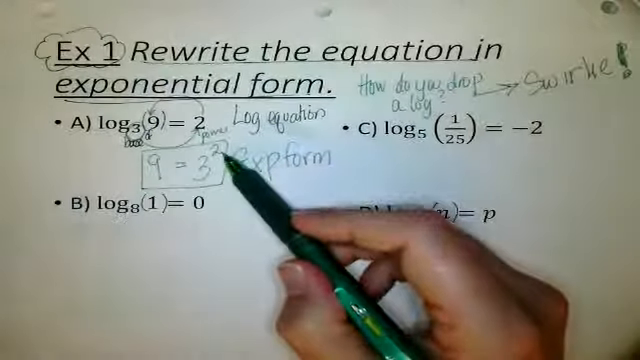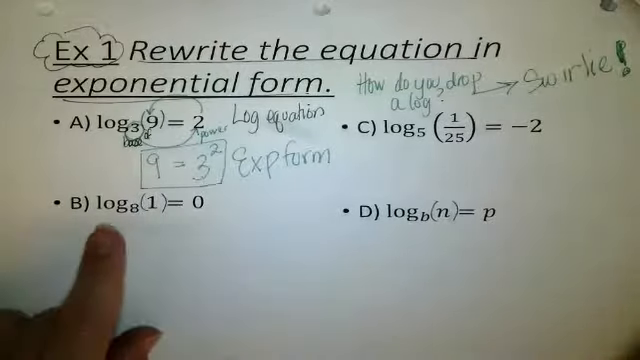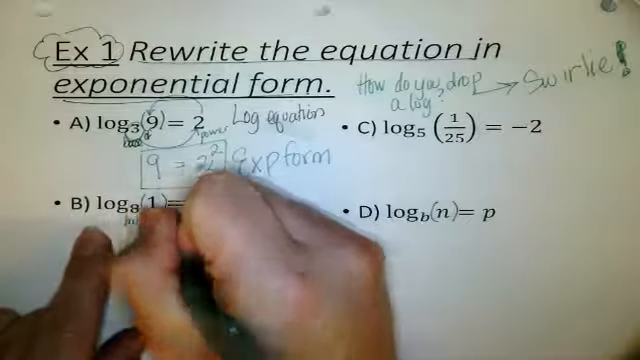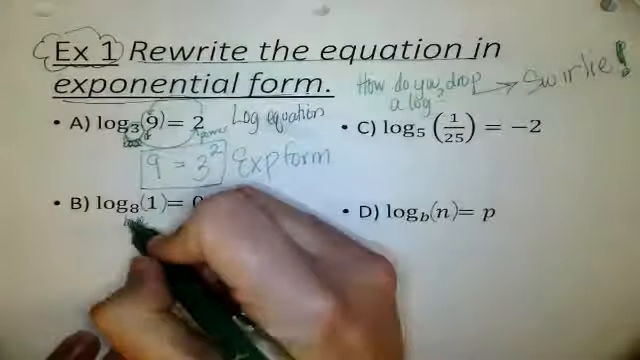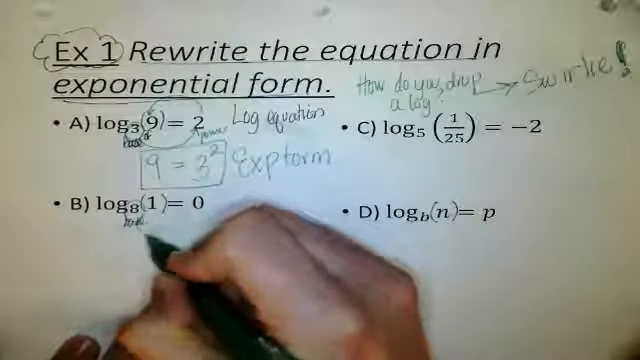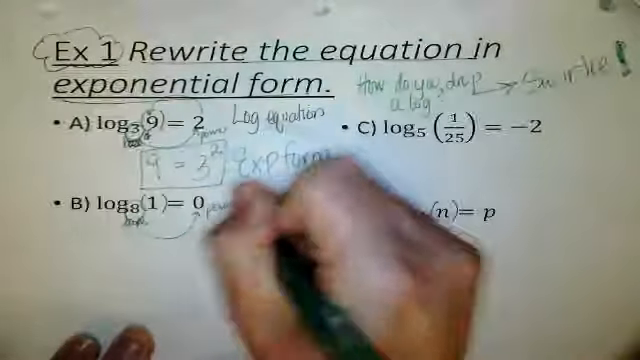It has an exponent. Done. Okay? That's exponential form. How do you drop a log? Give it a swirly. So same thing here. We have a base of 8. We're going to give it a swirly. Start with the base, circle around the equal sign, and pick up your power.